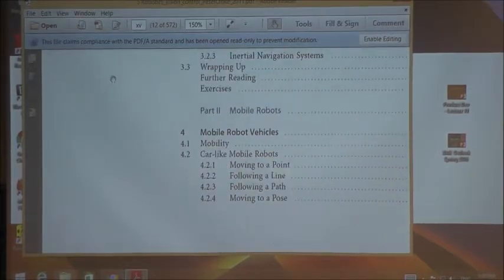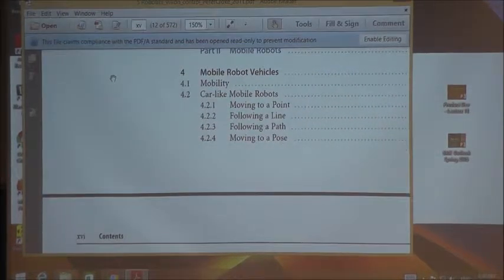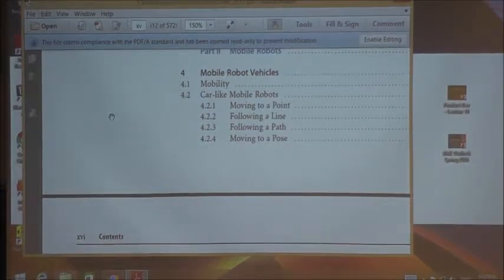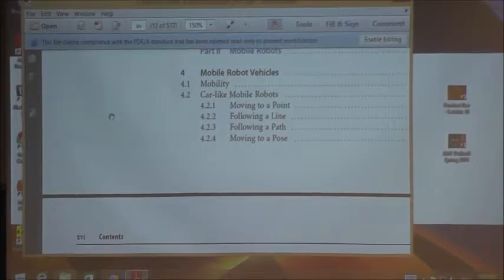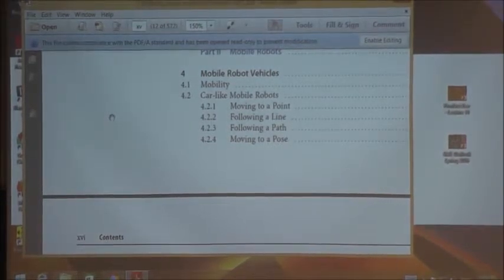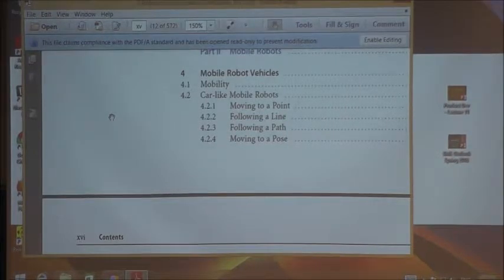In mobile robotics, starting from chapter 4, you look at a dynamic model of a mobile robot, which is the third order nonlinear model, including sine and cosine of the variables, as well as the x and y coordinate of the center of gravity of the mobile robot.